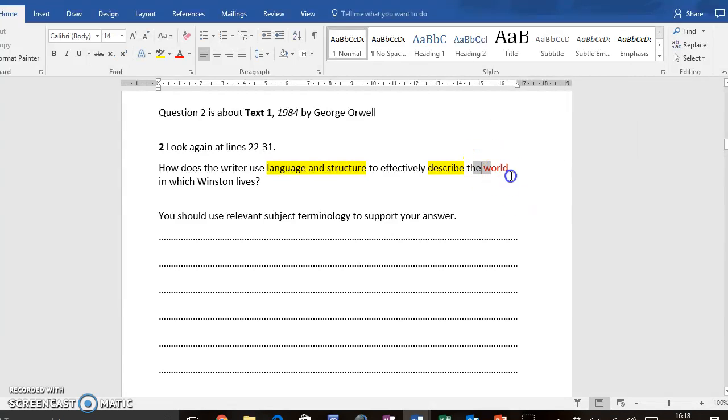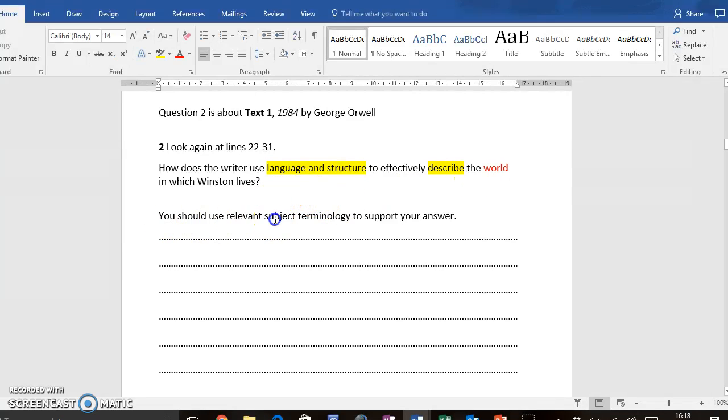World also for me is a very important word. We're not looking at the description of character, we're not looking at description of anything other than world. So I'd be thinking of synonyms for world, so looking at the setting, looking at the landscape, looking at the things that make up Winston's world.